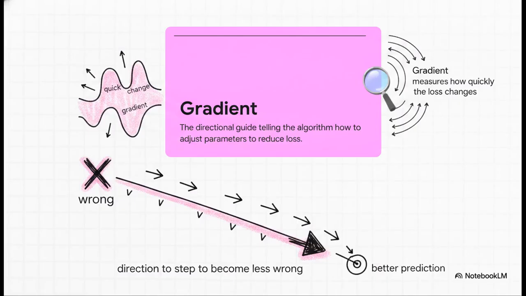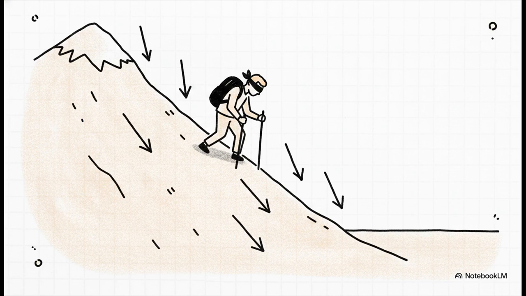Now, if the loss function tells us that we're wrong, the gradient is the crucial tool that tells us exactly which direction to step to become less wrong. It measures how quickly the loss is changing. Without the gradient, the algorithm would just be throwing darts in the dark, randomly guessing and hoping to accidentally stumble upon a better prediction. Honestly, you don't even need advanced calculus to understand a gradient.